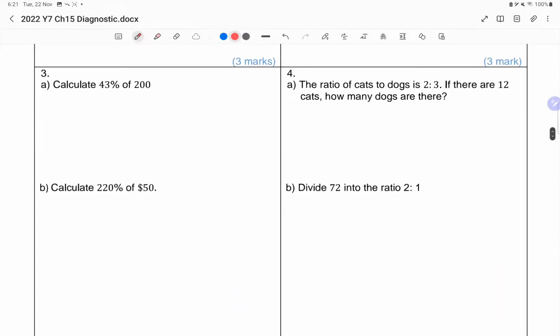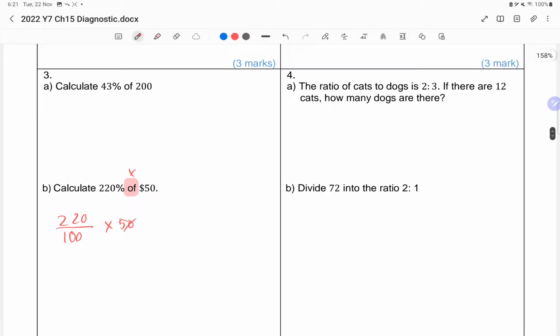Next would be question 3B. When you see "of", it's times. So at least check the mistake for it. So not 220%, you have to convert it to a fraction form. So it's 220 over 100, and then times by $50. First, chop off the zeros. Second, simplify 5. Wait, I don't know how I got it wrong. I think I just made a silly mistake on it. Is it $205?